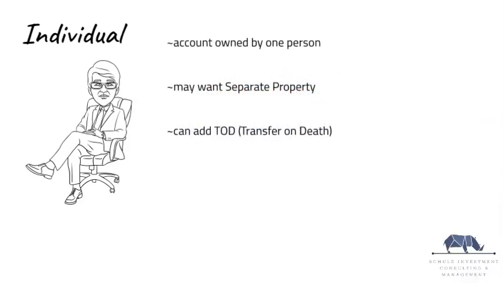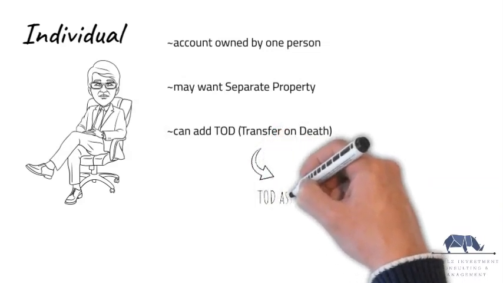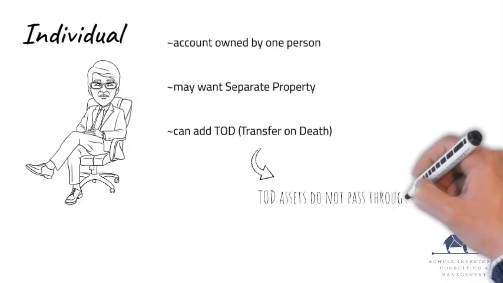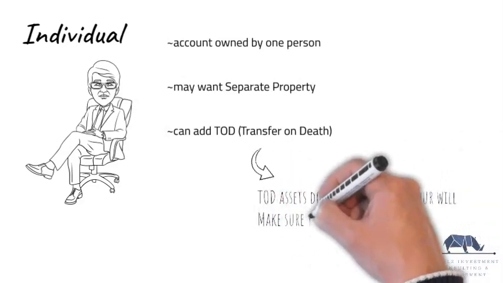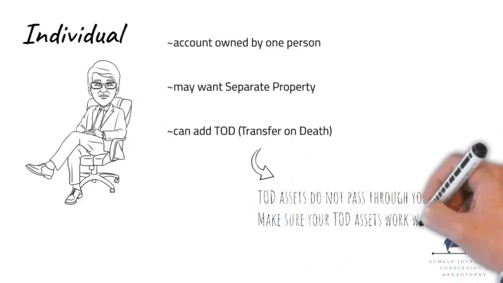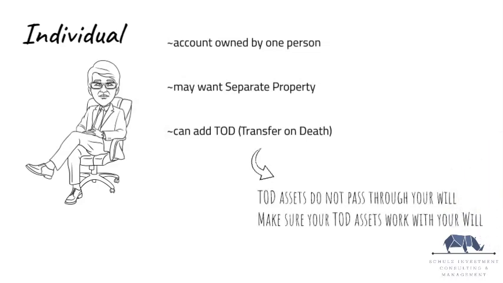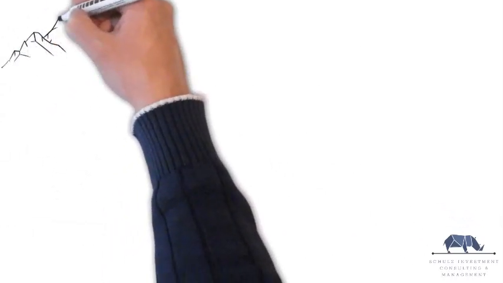If you have an individual account and you don't want it to go through the probate process, then in most cases you can add TOD, transfer on death, to the account. TOD is a way you can add a beneficiary to a taxable account. Just be careful in doing so, and you may want to consult with your licensed attorney about adding TODs because these assets will now not pass through your will. Always make sure your beneficiary assets and your probate assets are working together to accomplish your goals.